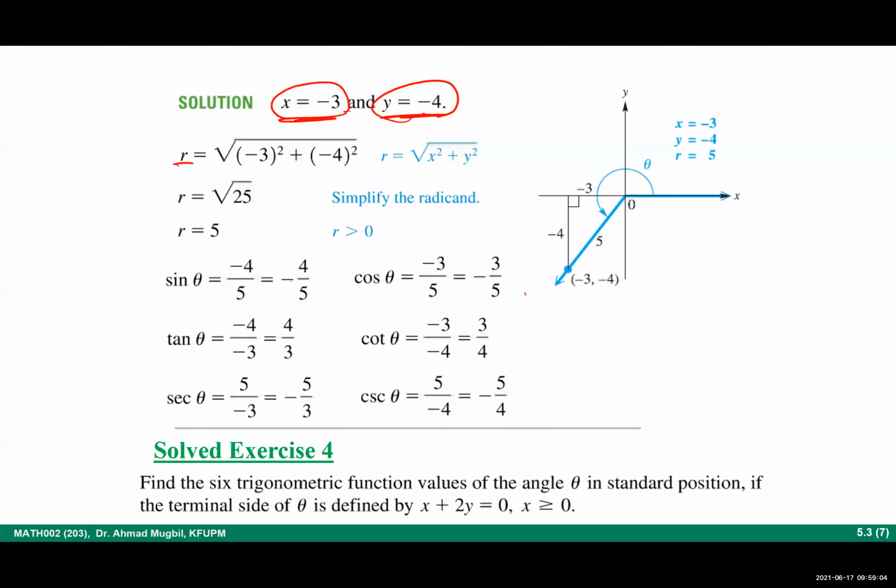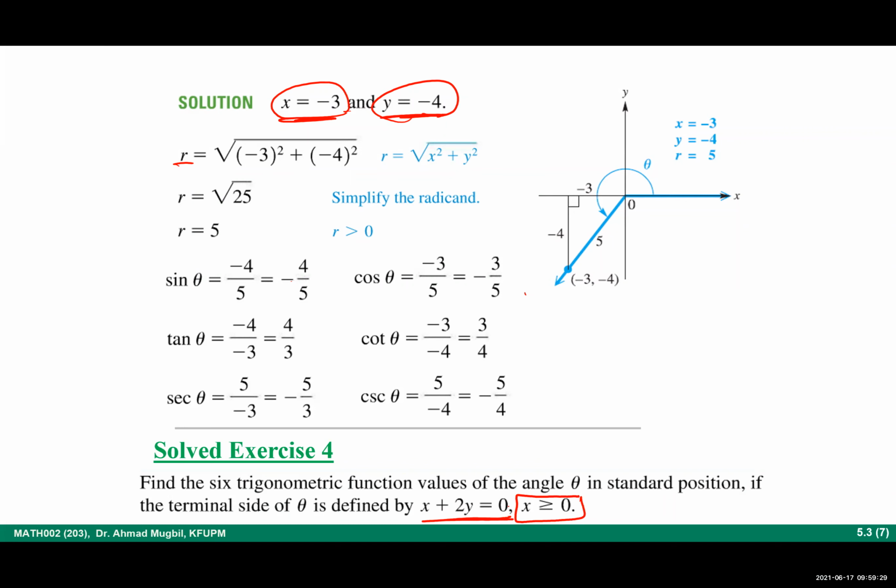Now, find the 6 trigonometric function values for the angle in the standard position if the terminal side is defined by this line. He didn't give me a point. He gave me the equation of the line. Okay? So now how to solve such problems like that? And this condition is important, Shabab. Without this condition, it will be difficult for us to decide.